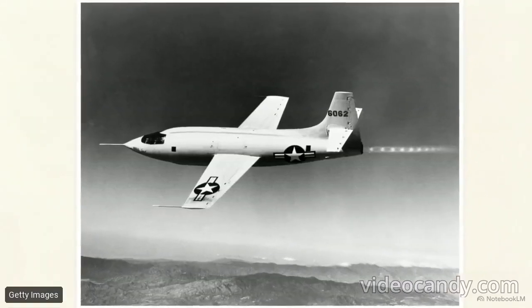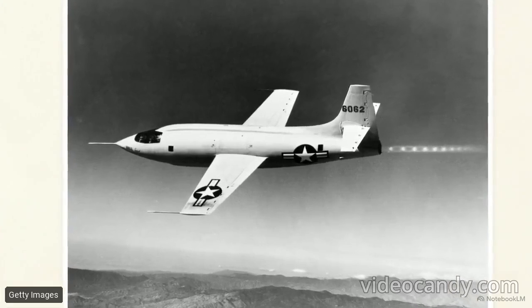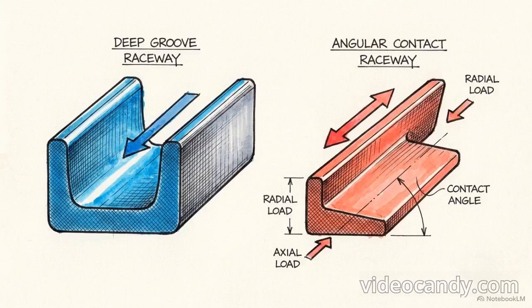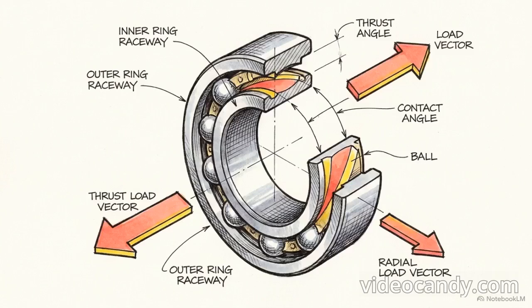This specific geometric adaptation is used for complex load environments, from aircraft control frames to automotive spindles. The shift from deep groove to angular contact illustrates a strict mechanical rule. The physical shape of the bearing's interior dictates exactly which direction of force it can survive.